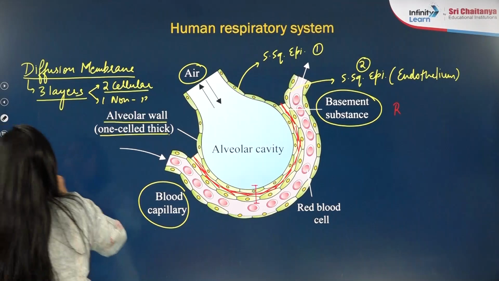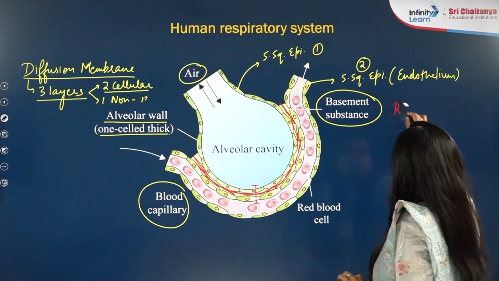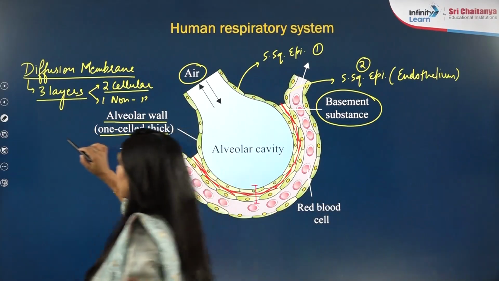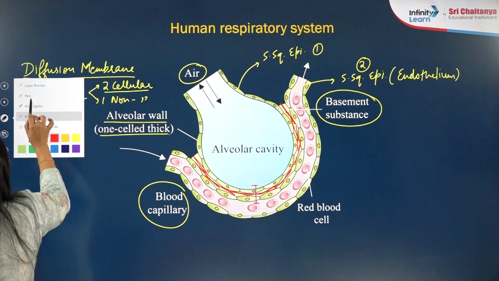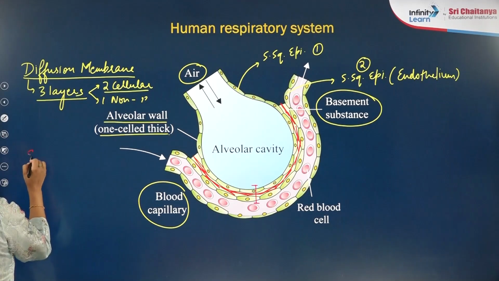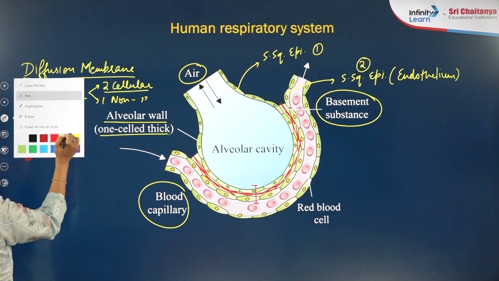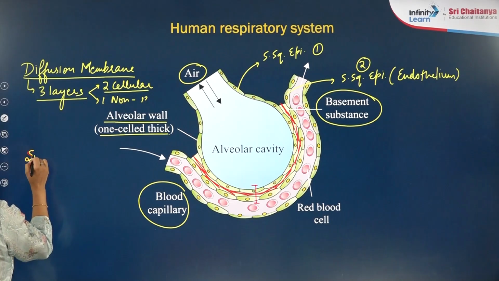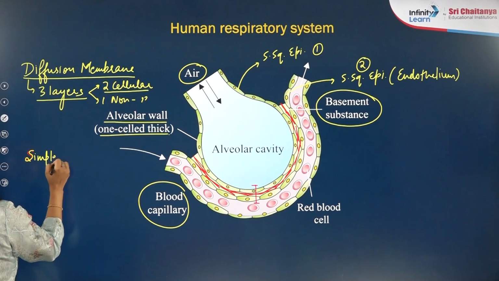So let me tell you, the rate of diffusion depends upon three factors. What are these three factors? So through the diffusion membrane, exchange of gases will occur by simple diffusion.